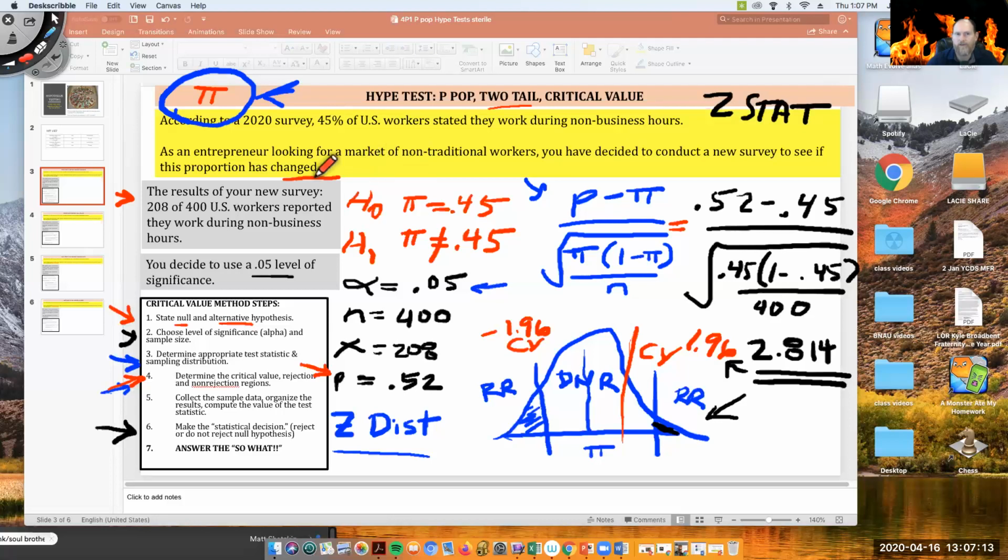In a practical sense, if we're looking for a market of non-traditional workers, we probably have grounds to believe that it has grown. And we should continue our marketing plan. We should continue to try to grow our business and find people like John Wick that work in the middle of the night. If we had failed to reject the null, then we might say, well, is 45% of people good enough? Is that enough of a viable market to continue recruiting non-traditional workers?